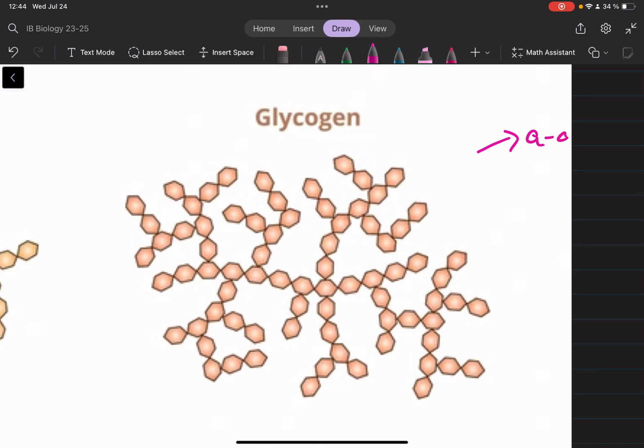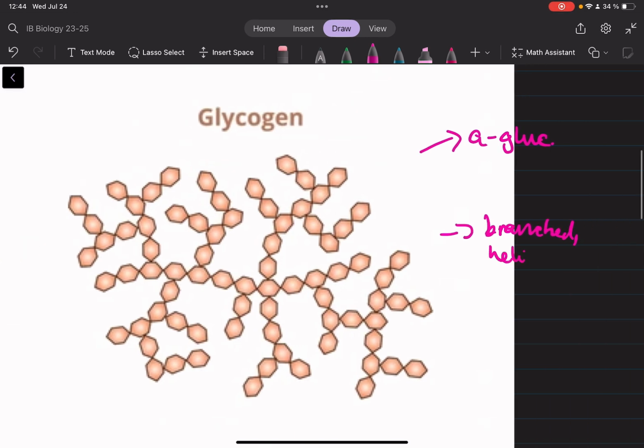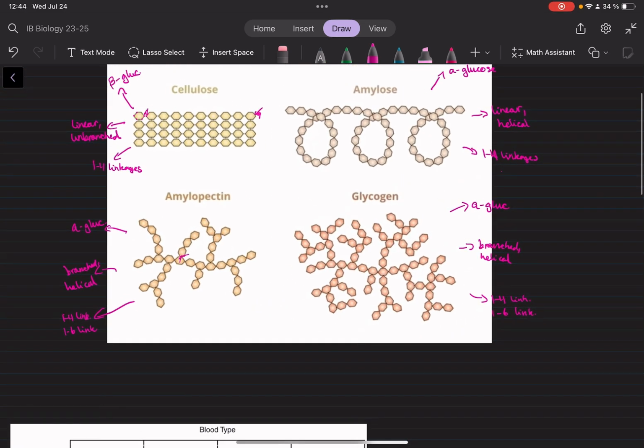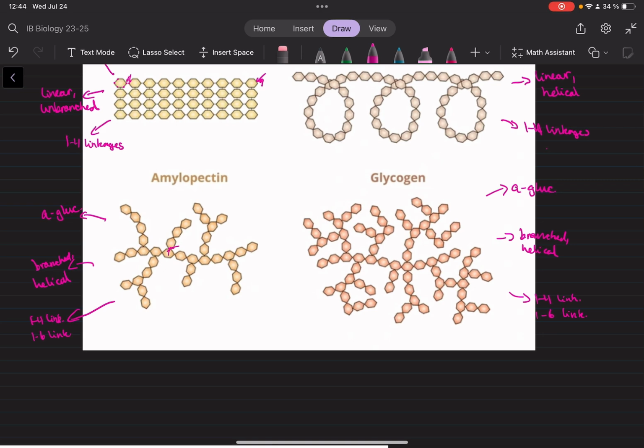Glycogen is also alpha glucose. It is branched and also helical. And it has 1 to 4 and also 1 to 6 linkages. I would say this one, glycogen, in terms of structure, is very similar to amylopectin. The only thing is, as you can see in the diagram, glycogen is more branched than amylopectin is. So you've got different polysaccharides there.